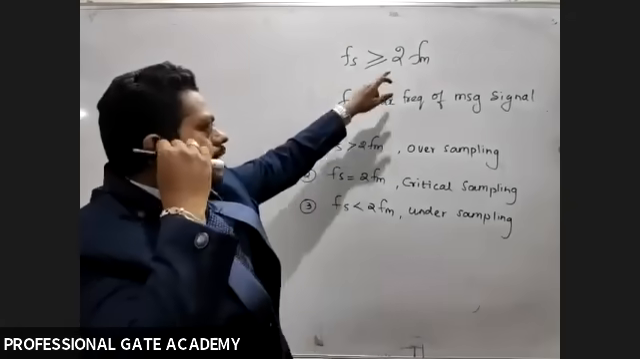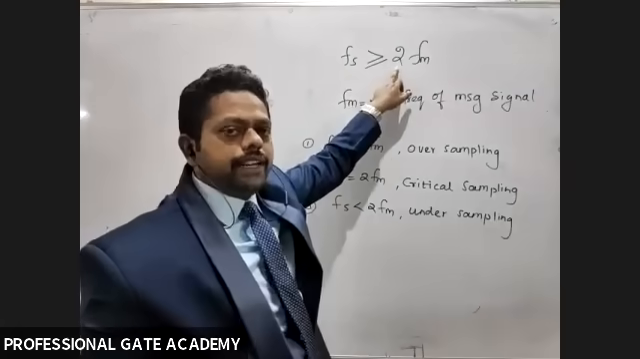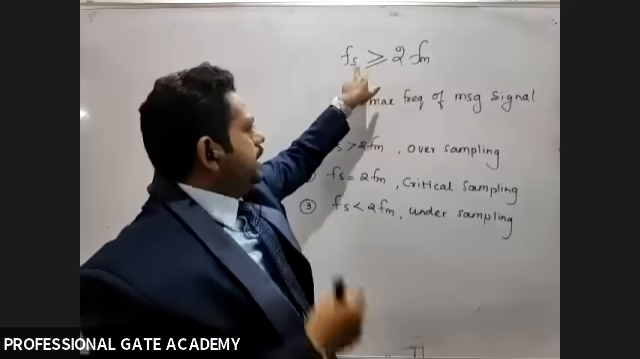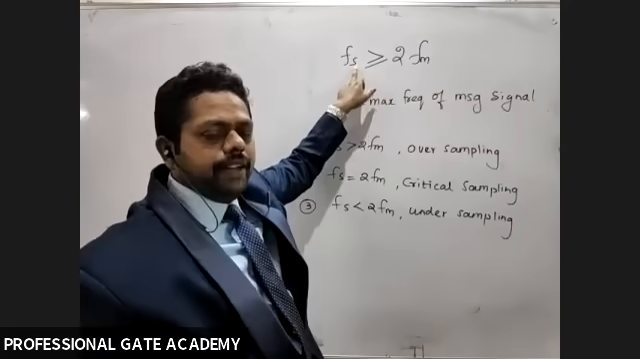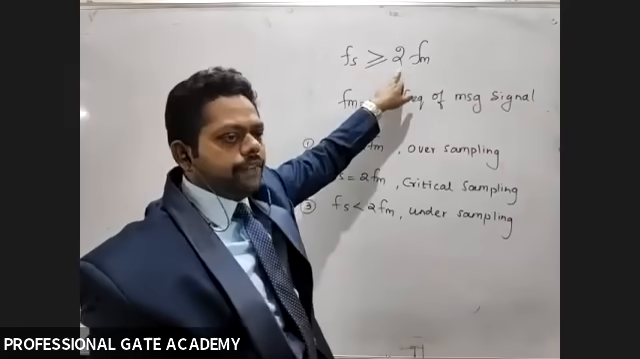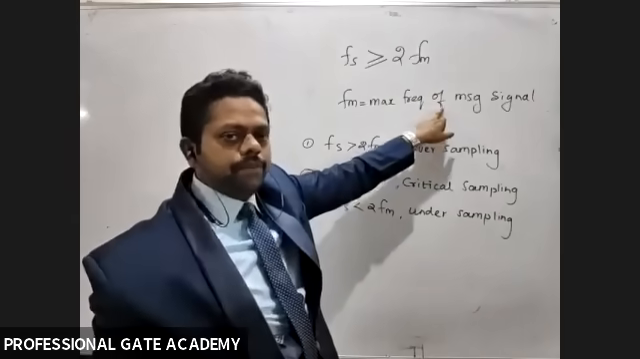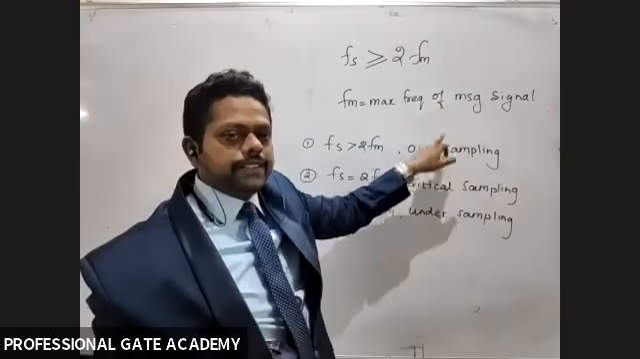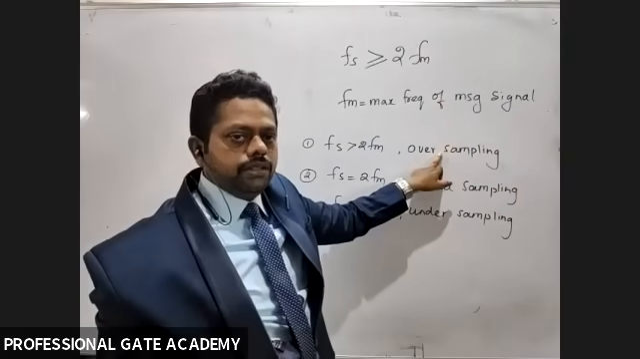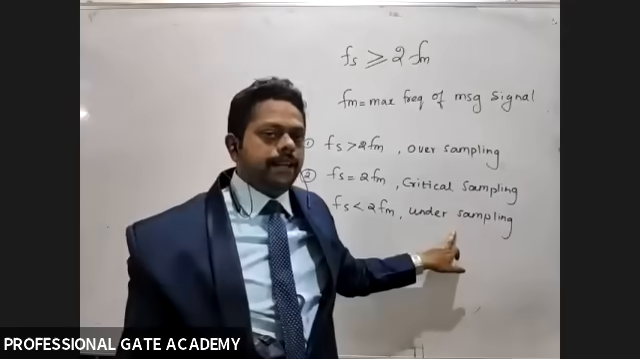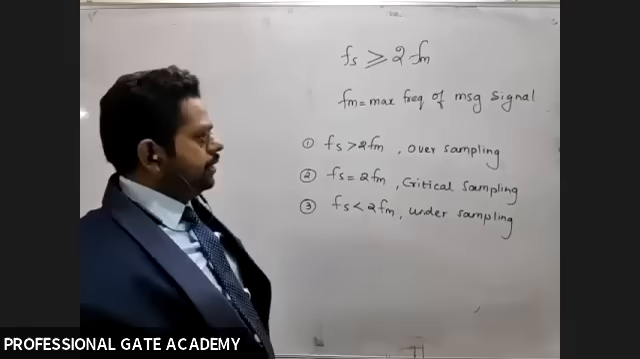So Fs greater than or equal to 2 Fm is called the Nyquist sampling theorem for low pass signals. Now Fs should be as high as possible, at least Fs greater than or equal to 2 Fm, where Fm is the maximum frequency of the message signal. So we have 3 types of sampling. What is oversampling? Fs greater than 2 Fm. What is critical sampling? Fs equal to 2 Fm. What is undersampling? Fs less than 2 Fm. Okay, fine.